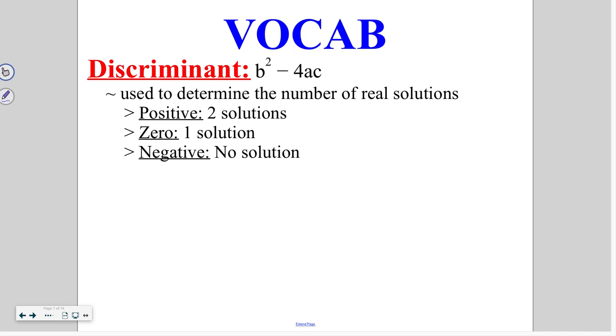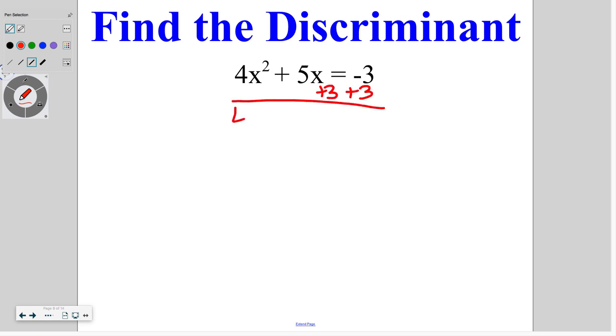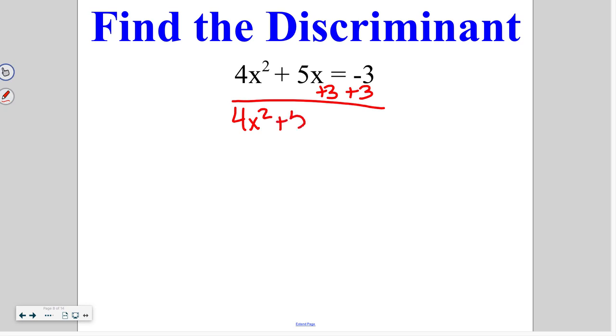If that square root value ends up being negative, that was the last case that we looked at, and there is no solution. So part of this is just being able to find the number of solutions instead of actually finding the answer. So I'm still going to have my equation in standard form. Adding 3 to both sides gives me 4x squared plus 5x plus 3.